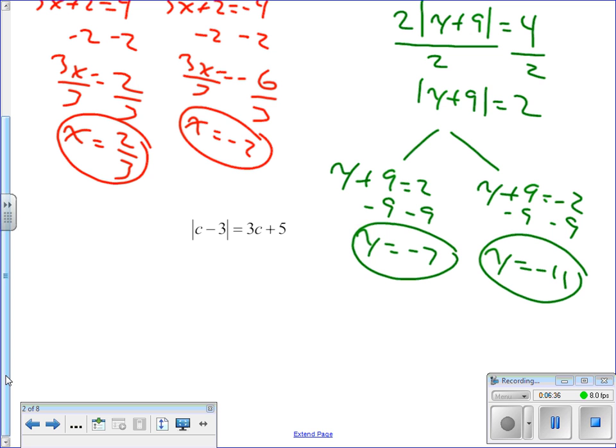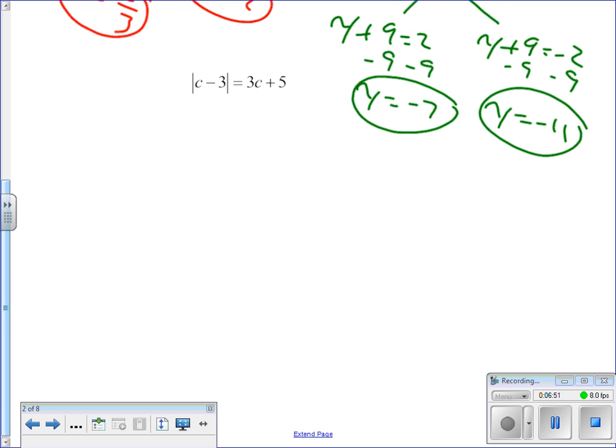Okay. This one, slightly more difficult. You have to be a little more careful, because I have absolute value and I have something other than just a number. So I do still split it into 2 problems. Give myself a little more room.